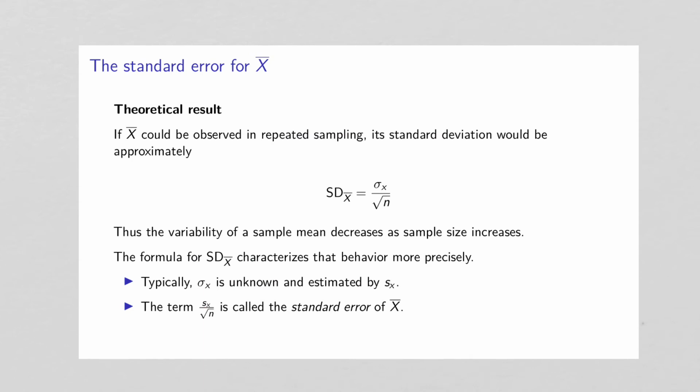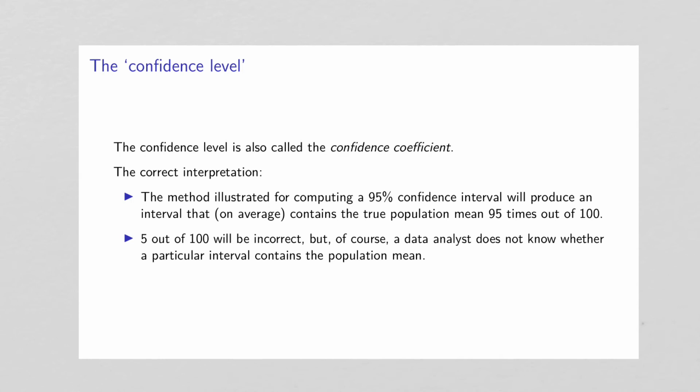If x bar could be observed in repeated sampling, so if we did it over and over and over again, its standard deviation would be approximately this. Thus, the variability of a sample mean decreases as the sample size increases, for the same reasons that I just explained. The formula for standard deviation characterizes that behavior more precisely. Typically, sigma of x is unknown and estimated by the standard deviation of x. So the term s over the square root of n is called the standard error. So we often call this the standard error. Standard deviation is more for populations, standard error is more for samples. Confidence level is also called the confidence coefficient.